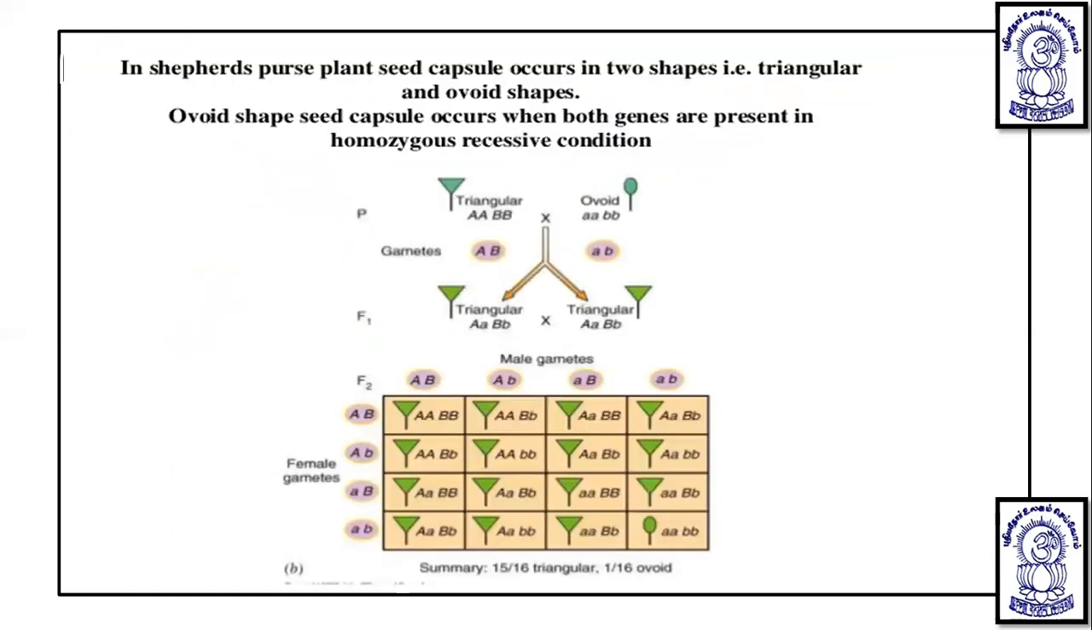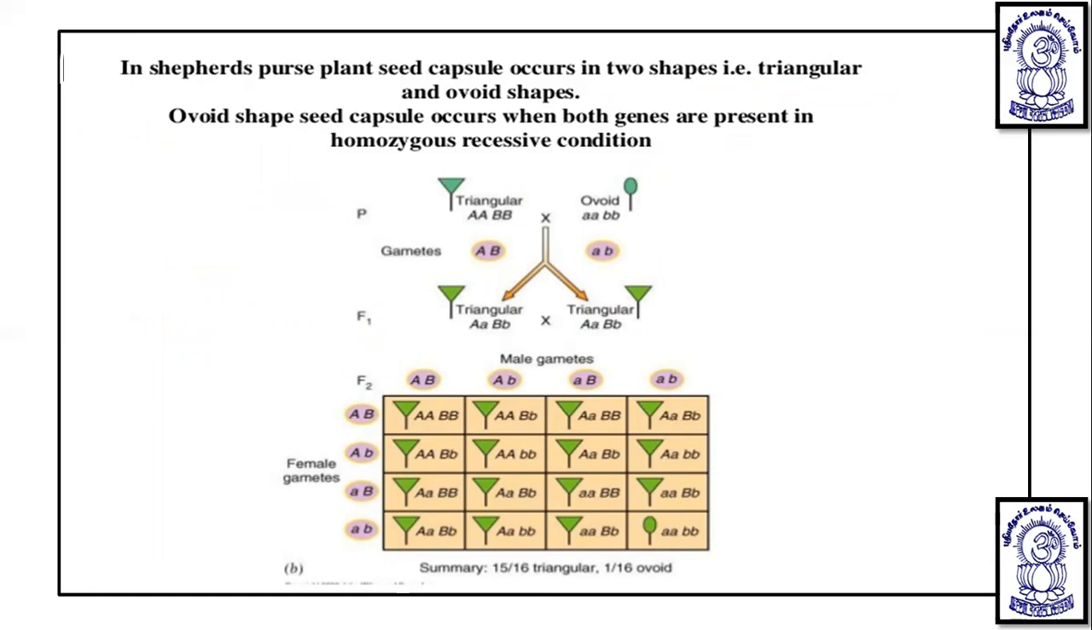So if we see this condition in shepherd's purse plant, the seed capsule, capsule is the fruit, occurs in two shapes, that is triangular and ovoid. Ovoid means nothing but elongated or top shape. So top shape or ovoid shape seed capsule occurs when both the genes are present in homozygous recessive condition.